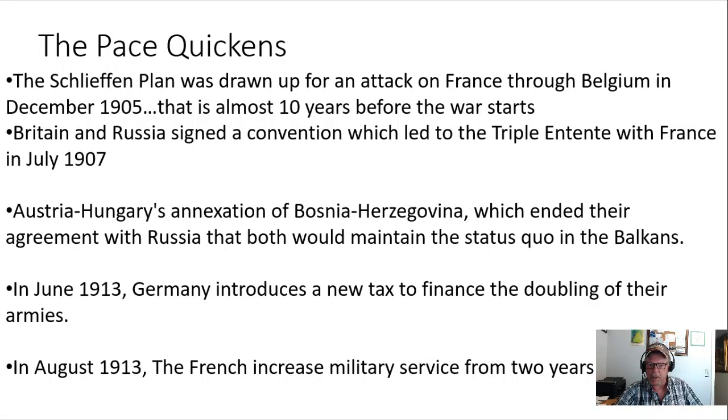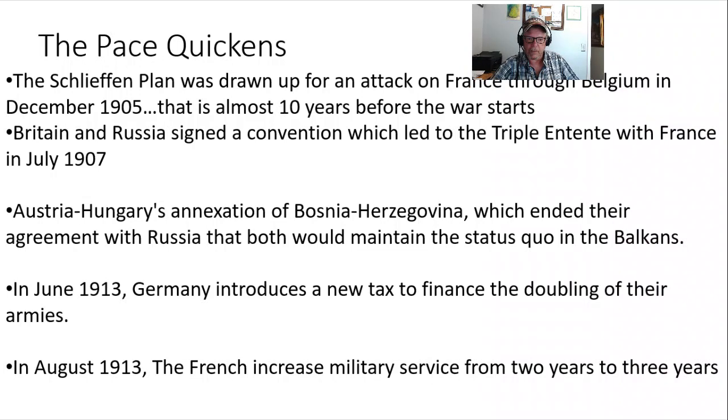We see Germany introducing a new tax and finance system to grow their armies, militarism. And then the French respond in kind. They increase military service. You're drafted, now you've got to serve for 3 years. So it looks to me in the crystal ball like they are looking toward war. Now, it's not a done deal yet, but you can see the dates. So it's just around the corner.